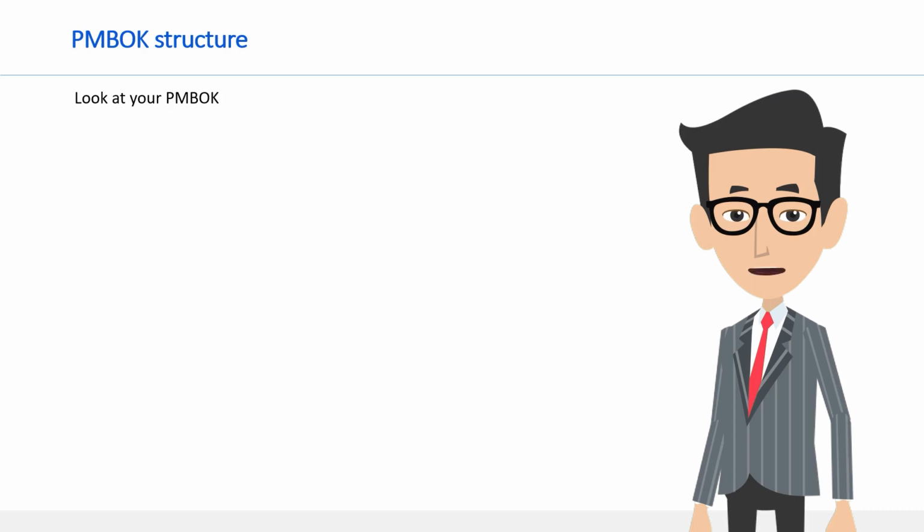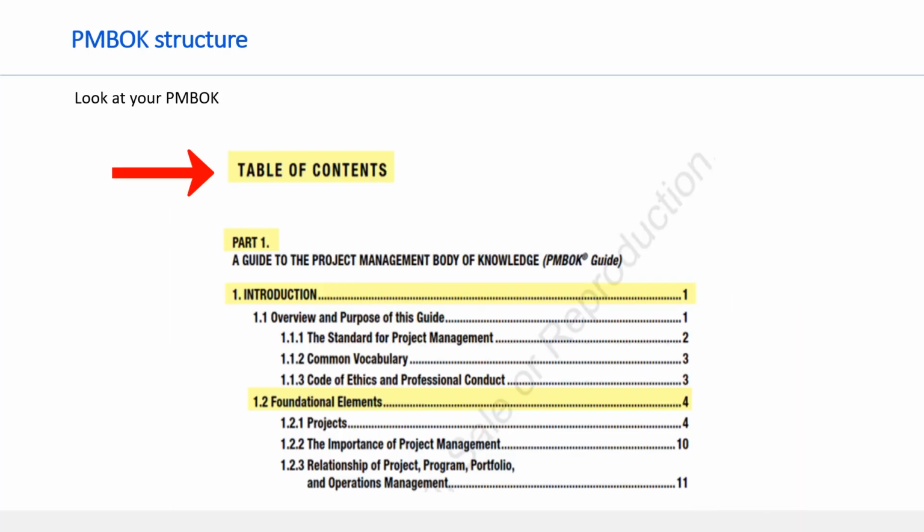Good. Now let's do it together. Take out your PMBOK guide, soft copy or physical copy. I really mean it. Take it out. Go to the page number where Roman letter 1 is mentioned. If you're using soft copy, it's in the page number 8. You can see table of content.